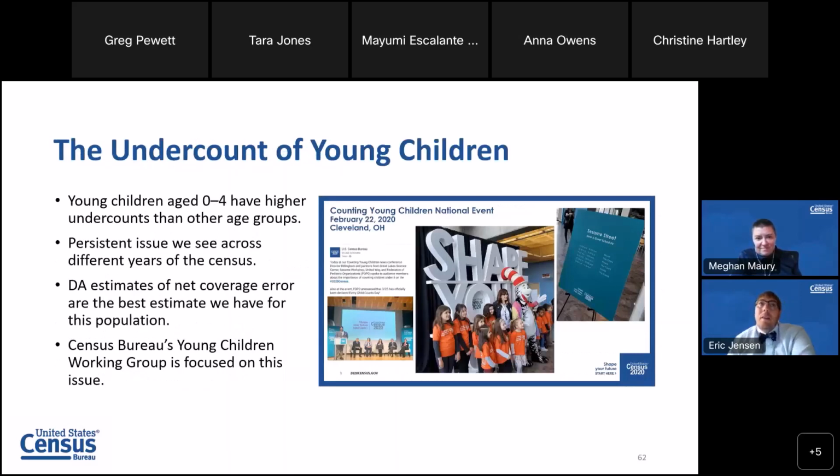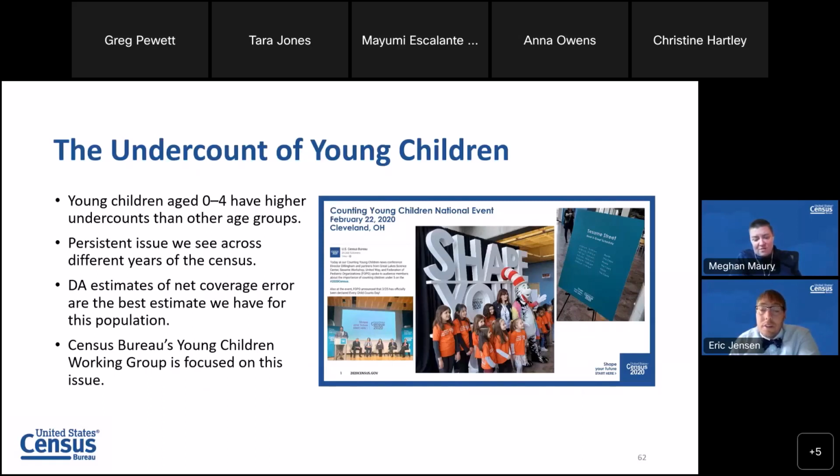So the DA and PES results are a really important way of evaluating the accuracy of the 2020 census. And one of the key findings from the results of these programs is that young children aged 0 to 4 were undercounted in the 2020 census at a higher rate than other age groups. This is consistent with past censuses where we also have seen large undercounts for young children.